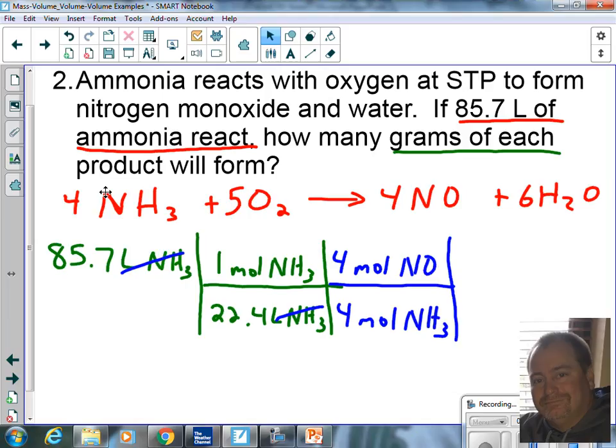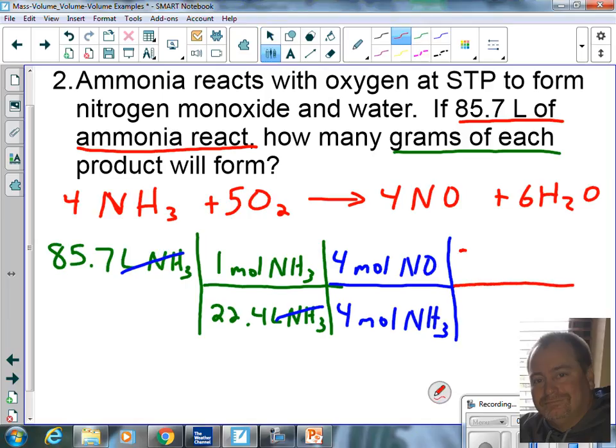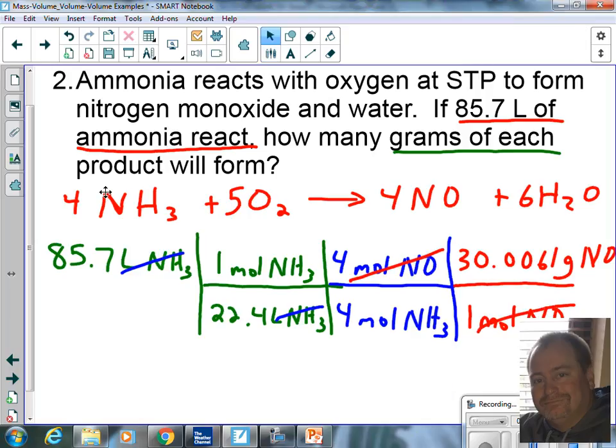Nitrogen is 14.0067. Oxygen's 15.9994. And I come up with a value of 30.0061 grams of NO. That is 1 mole of NO. 1 mole of NO cancels. So my final answer is going to be in grams of NO based on my label. Get that cancel in there.